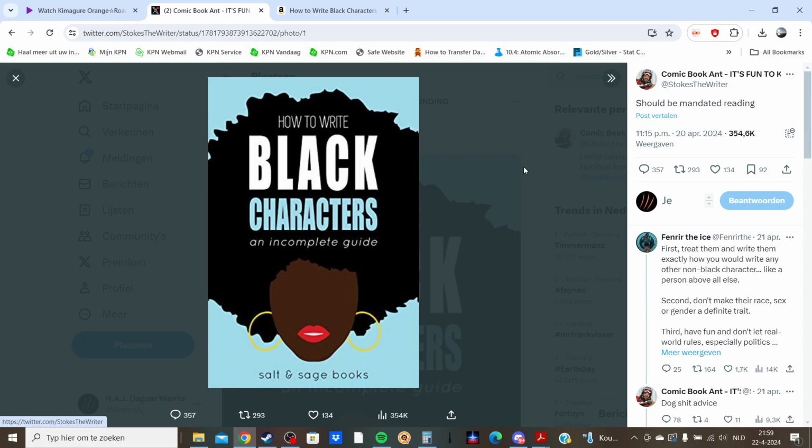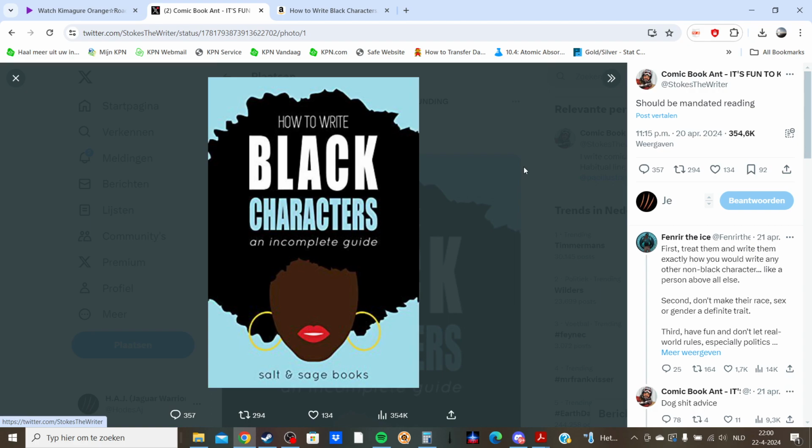It's How to Write Black Characters, an Incomplete Guide. I mean, what kind of planet does anyone need an incomplete guide to write a black character? That's my guess. Why can't we just create certain characters according to methods and books and guidelines that work, that were already written, instead of using an incomplete guide like this?